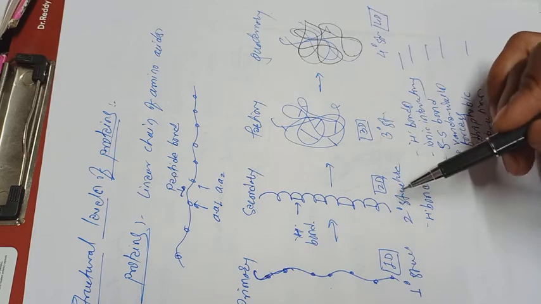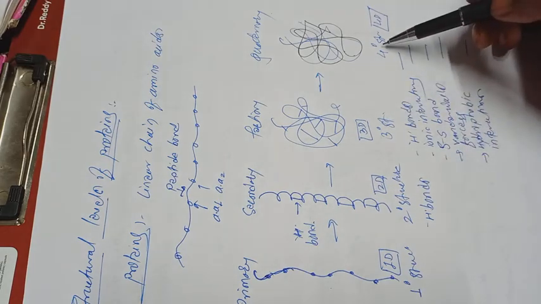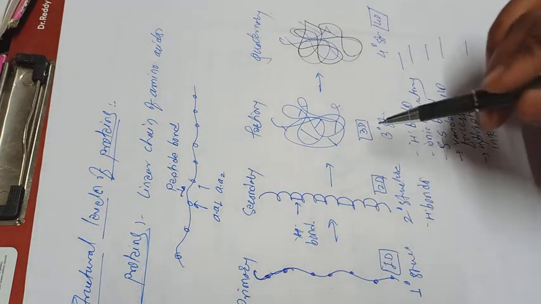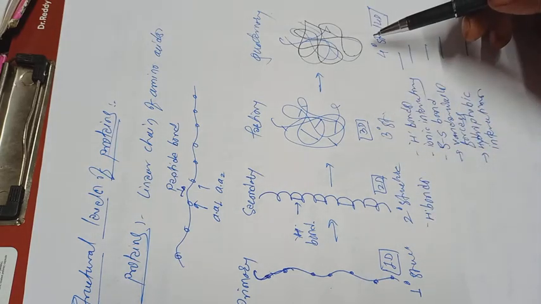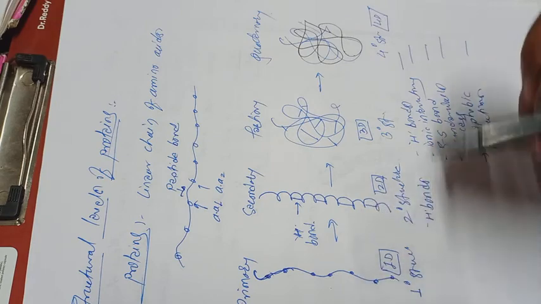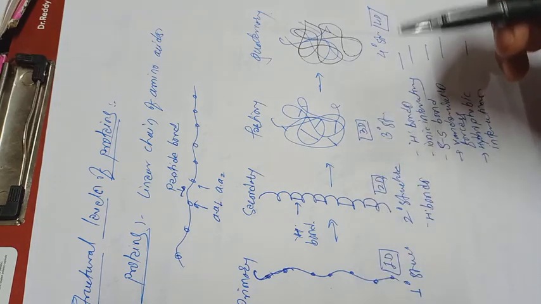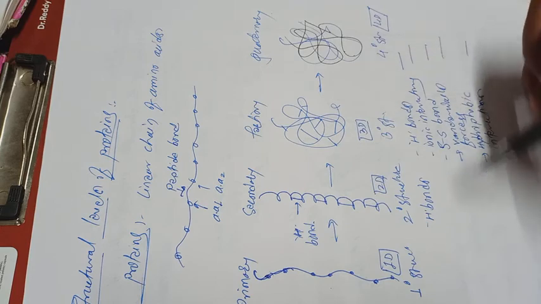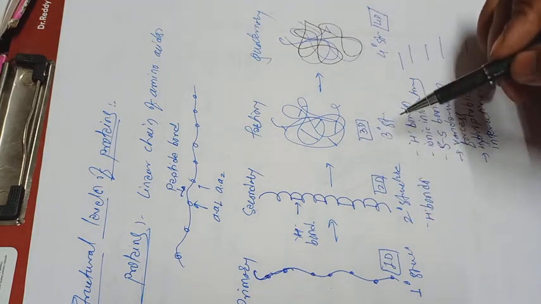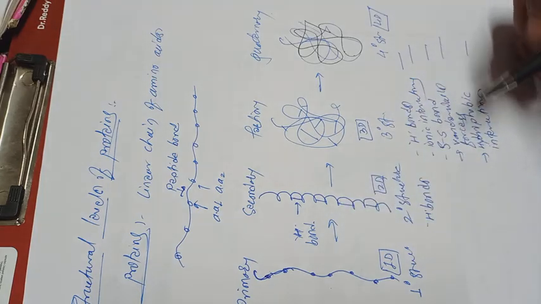These are the primary, secondary, tertiary and quaternary structures of the protein, called the structural levels of proteins. Primary is converted into secondary, secondary to tertiary, and tertiary into quaternary. There are four levels of structures in proteins. Here are the structural levels of proteins.